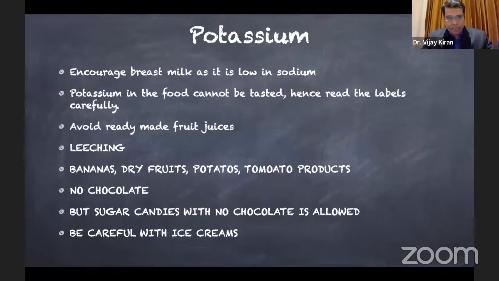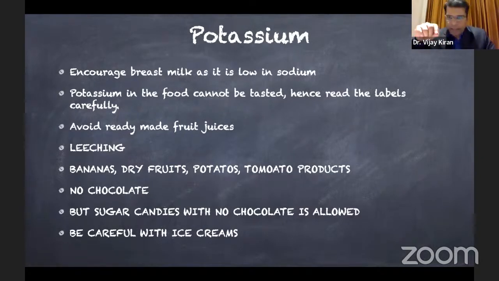And these potassium-rich foods like bananas, dry fruits, potatoes, tomato products, ketchups have to be avoided. No chocolates. Okay. See, right from our childhood, we tend to get confused between chocolates and candies. Chocolate is made from the cocoa fruit. It has got high potassium. Whereas those sugar candies which we get most of the time without any cocoa powder are filled only with sugar syrup and water, and that's all.